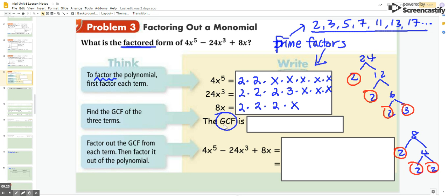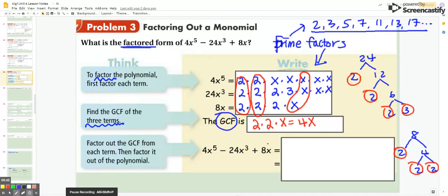So now we need to find the greatest common factor. We need to find the common factors in the 3 terms, which are 2, 2, and x. These are the common factors of each term, right? So the greatest common factor is 4x. So I'm going to factor out the greatest common factor, taking out 4x. I want you to think about what expression you need to put in the 3 boxes.